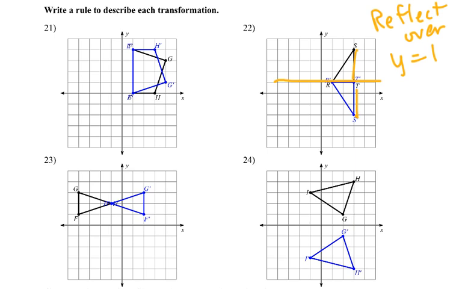Okay, for 21, if I look at these two, and I try to judge in between each of these lines, I can see that right here is a line there reflected. So it reflects over another horizontal line, so y equals 2.